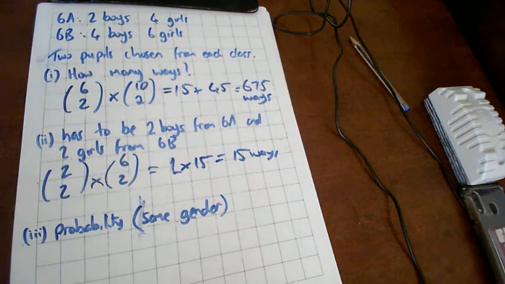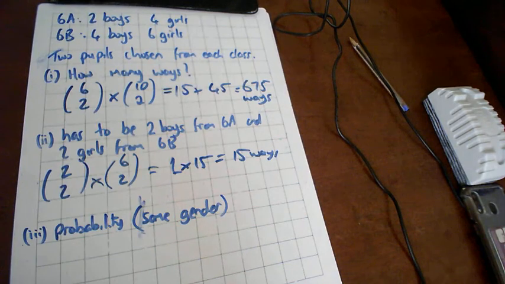675 ways. Okay, that's all they ask. They ask how many ways is there of doing this. The third one asks about the probability of the same gender. Okay, the probability of the same gender.